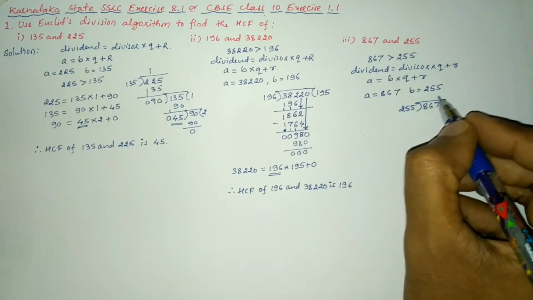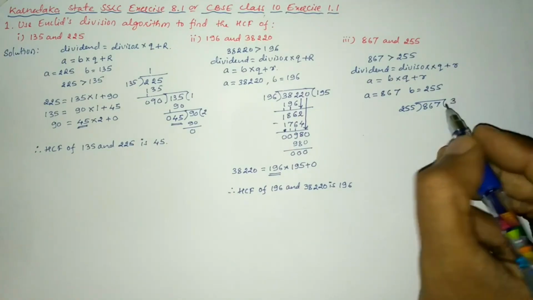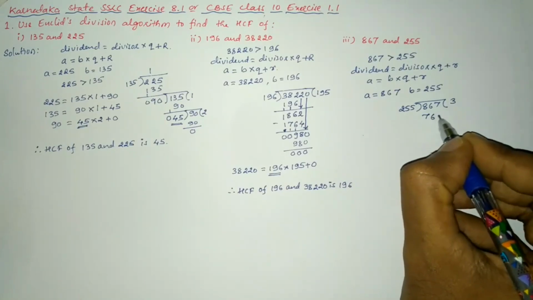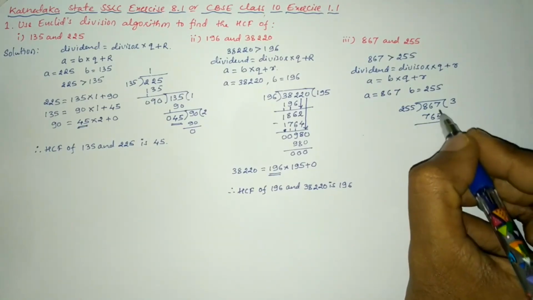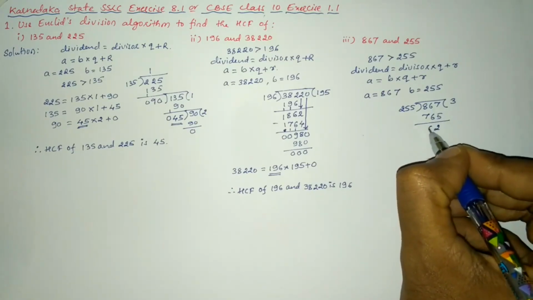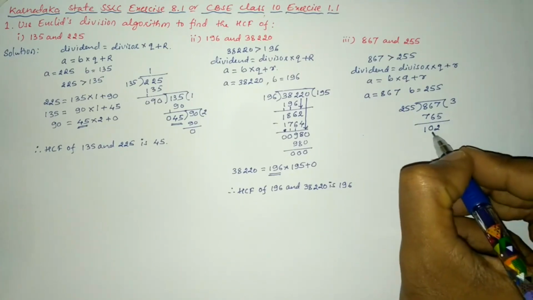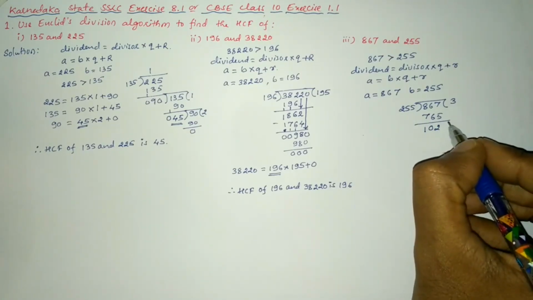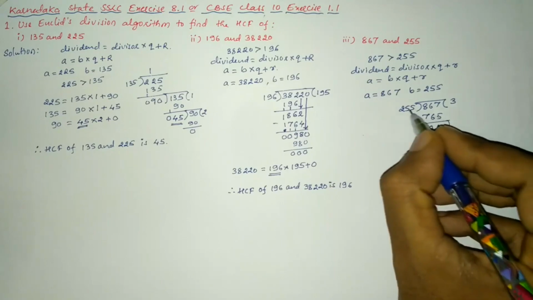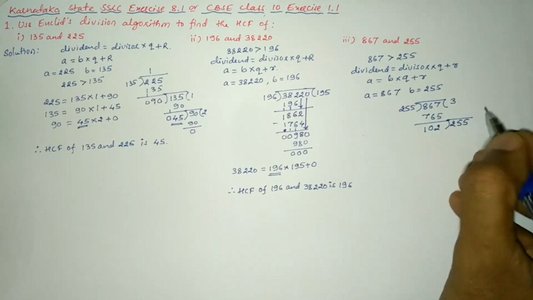255 threes are 765. Let us subtract: 7 minus 5 gives us 2, 6 minus 6 is 0, 8 minus 7 gives us 1. So here 102 is acting as a divisor and this 255 is acting as a dividend.